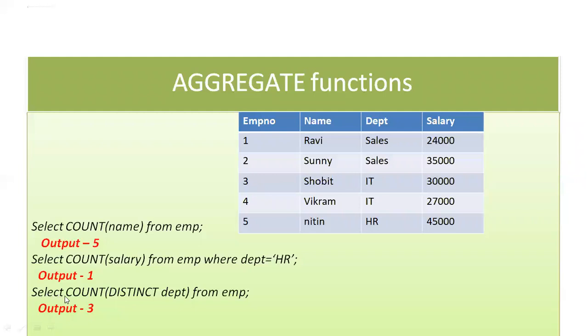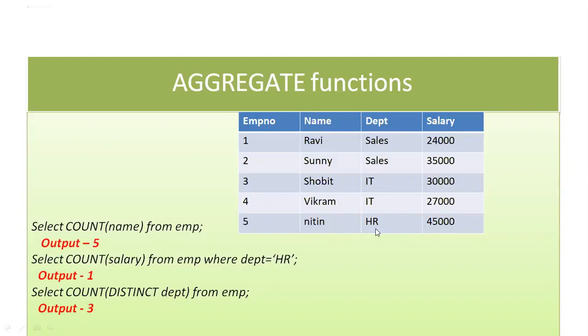So next, SELECT COUNT DISTINCT. So what is the use of the distinct clause? Distinct means unique. Repeated values will be eliminated by the distinct clause. It will display the unique values from here. See, if I am talking about uniqueness, sales will count once, IT will count once, and HR will count once here. SELECT COUNT DISTINCT department from EMP.